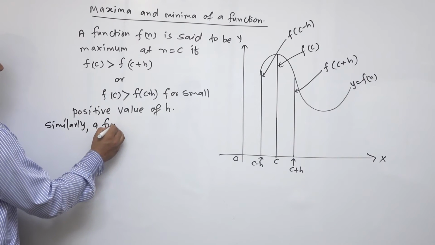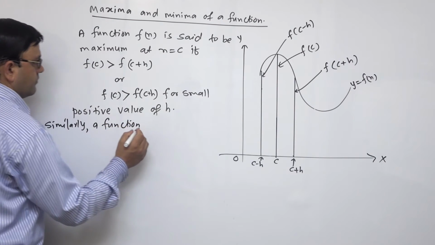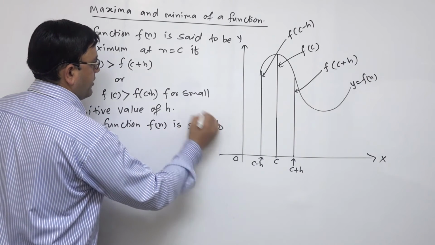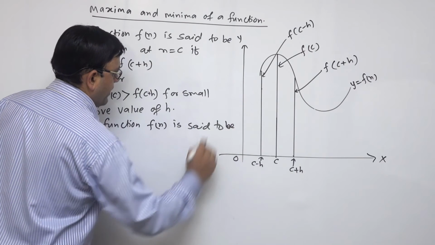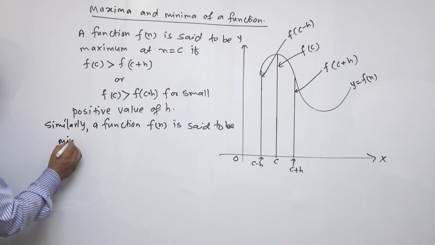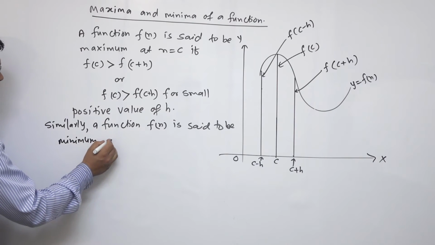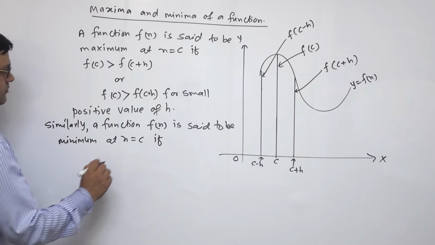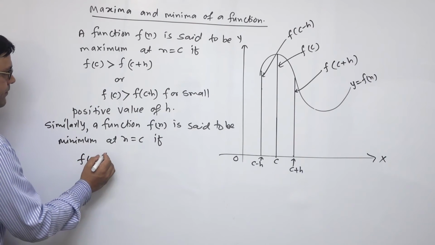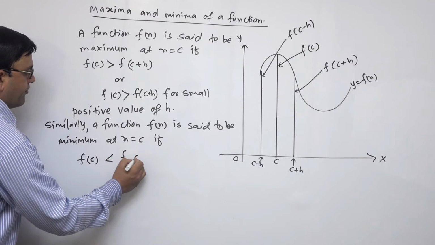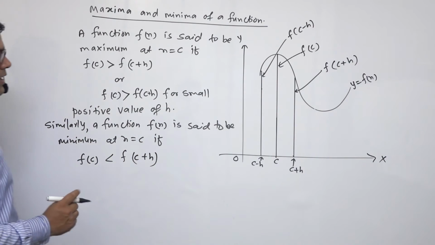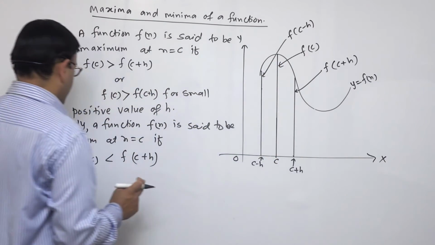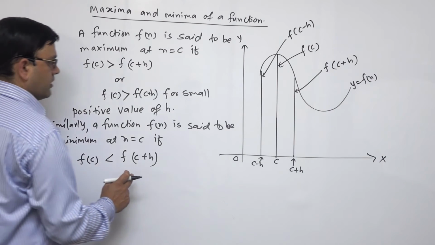a function f(x) is said to be minimum at x is equal to c if f(c) is less than f(c+h). Look here, f(c) is less than f(c+h).